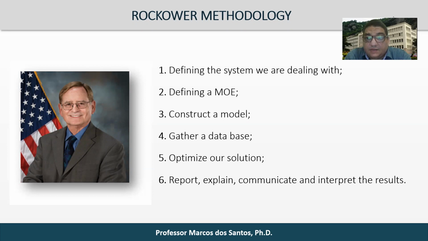The first step, and I think the most important, is defining the system I'm working with. So I need to understand the problem, because if I don't understand the problem, I can't solve it. The second step is defining a measure of effectiveness. And this topic, we talked about it too here in Operational Research House. After that, we have to construct a model. And we have so many models in operational research: discrete simulation, linear programming, statistics, and so on.